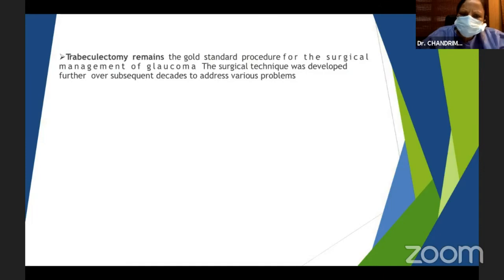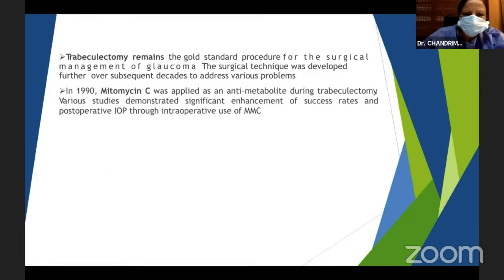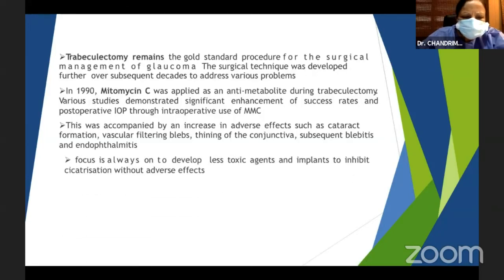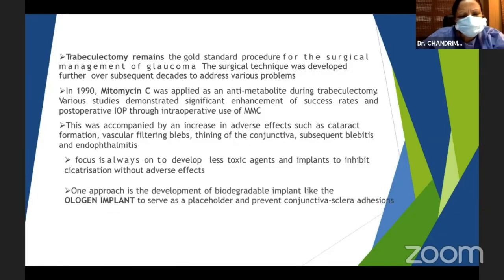Trabeculectomy does remain the gold standard for surgical management of glaucoma, and surgical techniques have developed over the years. And mitomycin C, as Dr. Suchandra presented very well, was applied as an antimetabolite during trabeculectomy. However, with mitomycin C, we do see some adverse effects like avascular filtering blebs, cataract formation, and thinning of the conjunctiva. So the focus is always on developing less toxic agents and implants to inhibit cicatrization without adverse effects.